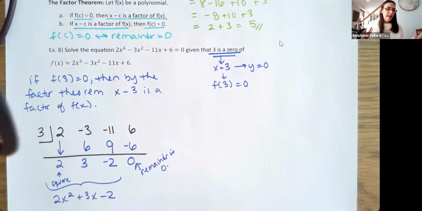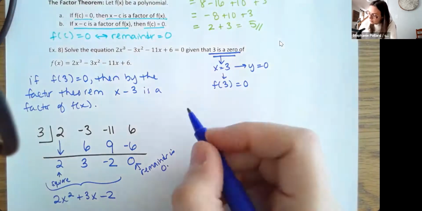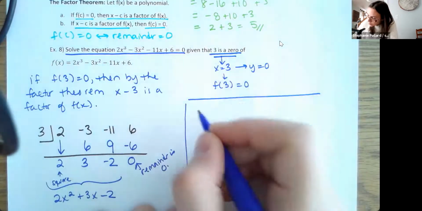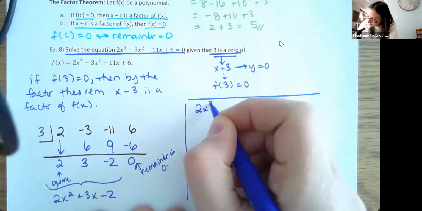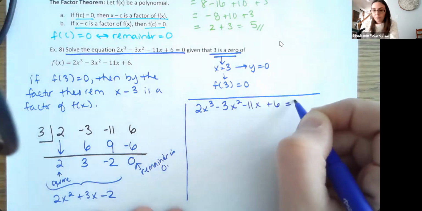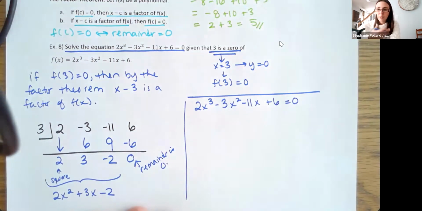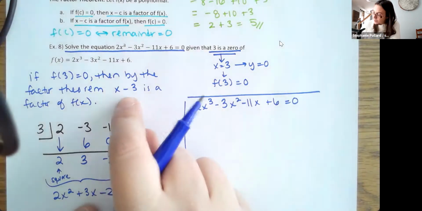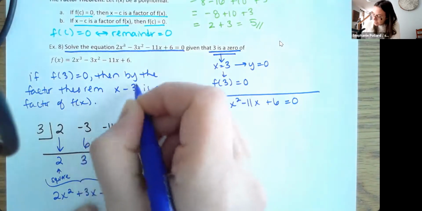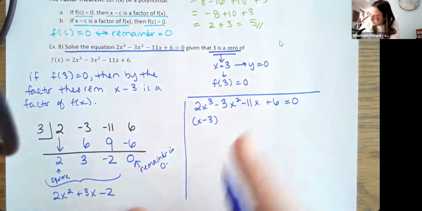So now how does this actually help us? Let's go back to the question. The question wants us to actually solve this equation: 2x cubed minus 3x squared minus 11x plus 6 equals 0. Now, so far with polynomials, we only know how to solve polynomial equations by factoring. So that's why this is important, because I have found a factor. This factors into x minus 3 as one of my factors, and then this as my other factor.